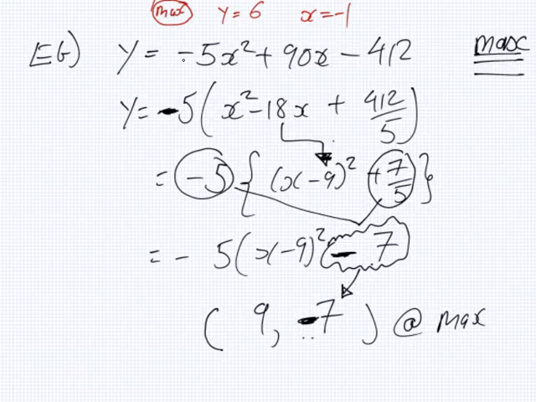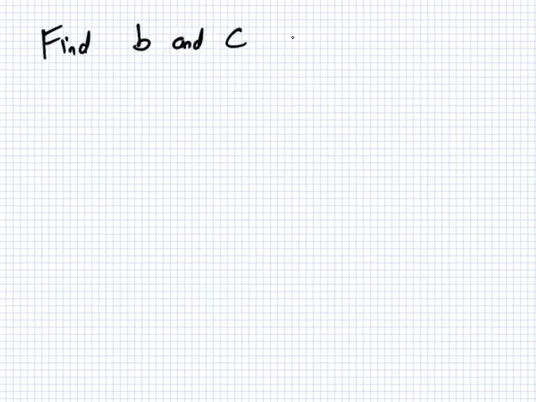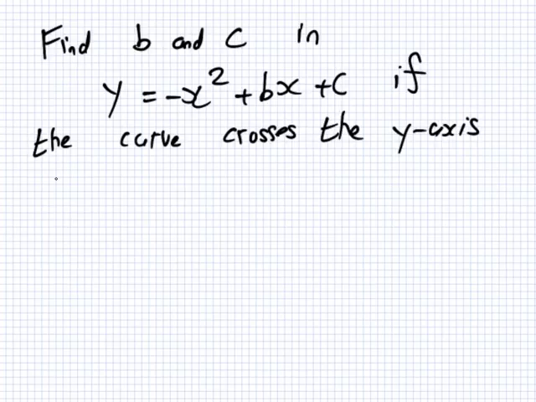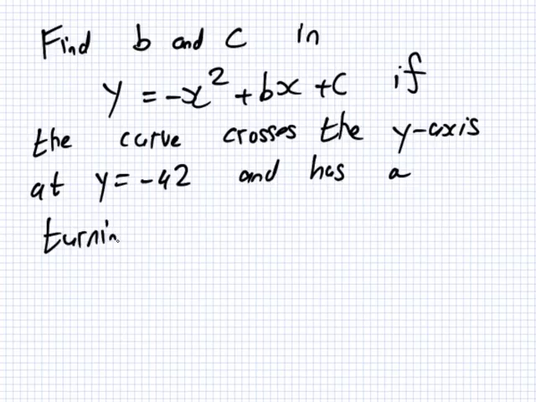Okay, can I give you another one to try, but more difficult now? So this is a tricky one. Find b and c in y equals minus x squared plus bx plus c, if the curve crosses the y-axis at y equals minus 42 and has a turning point at x equals 6.